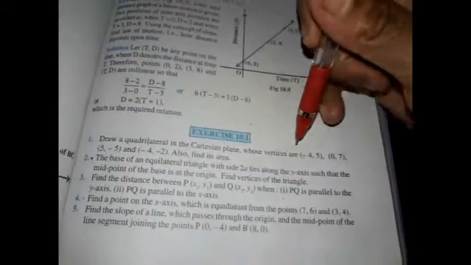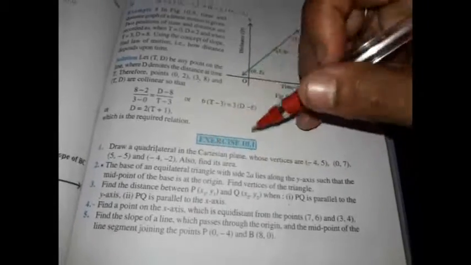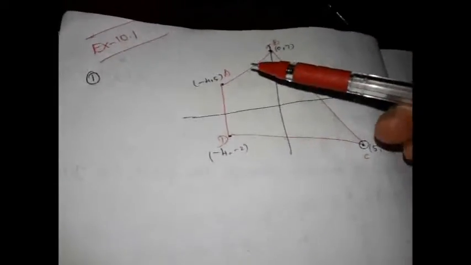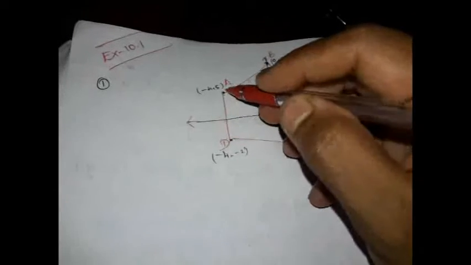So now let us get into the exercise 10.1. The first question in exercise 10.1: draw a quadrilateral in the Cartesian plane whose vertices are given, find its area. They have given you 4 vertices. So I have drawn it roughly. Your first point is minus 4 comma 5. Somewhere here I have plotted it. 0 comma 7 will lie on the y-axis. 5 comma minus 5 somewhere here, and minus 4 comma minus 2. Minus 4 will be exactly the same as here, right? So I have plotted all the points on the Cartesian plane, and now we got a quadrilateral.